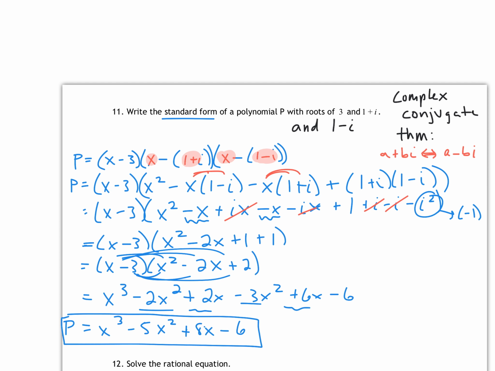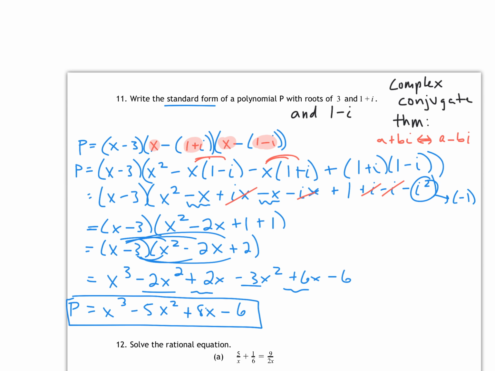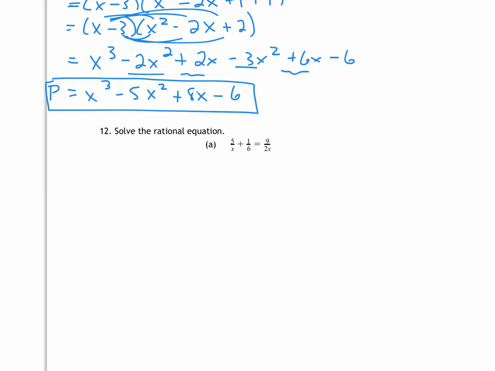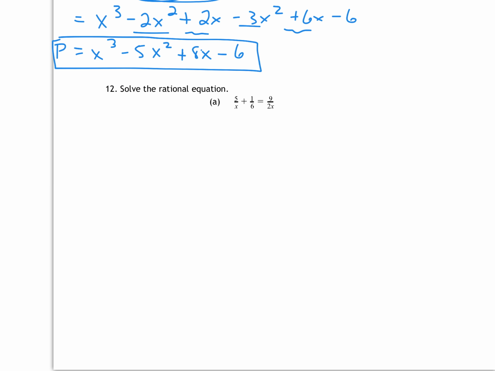And there's our polynomial standard form. Now if we check this, the only root that would show up, it would cross at 3. So it should be able to cross, and it does, at x is 3.